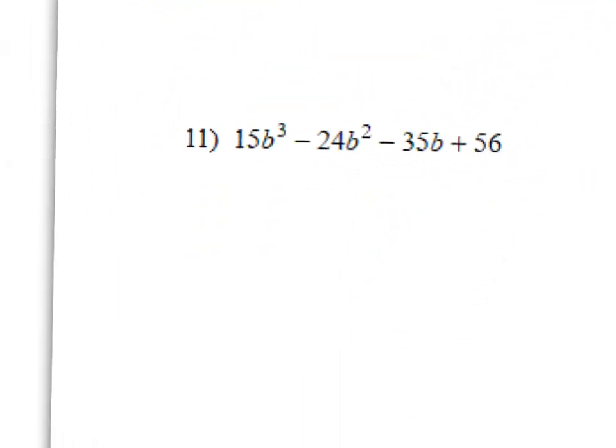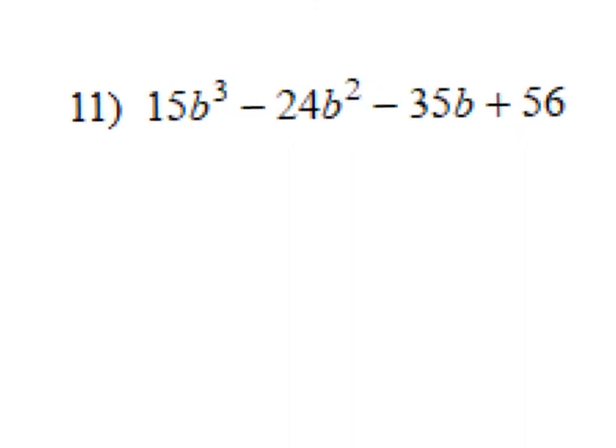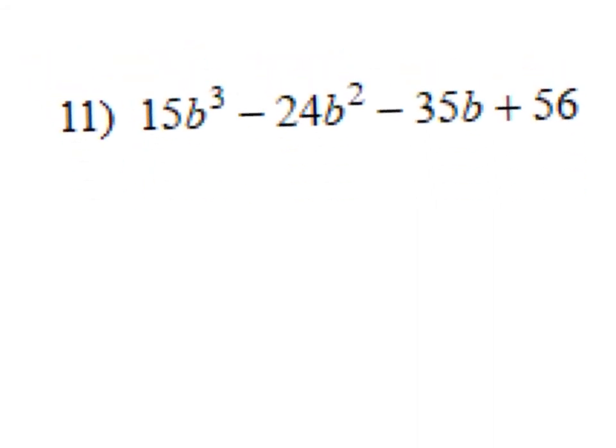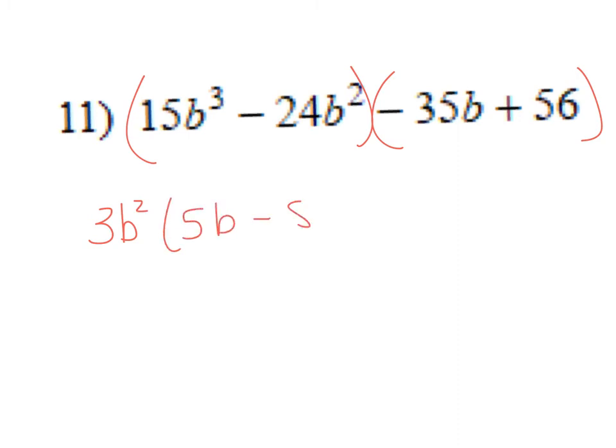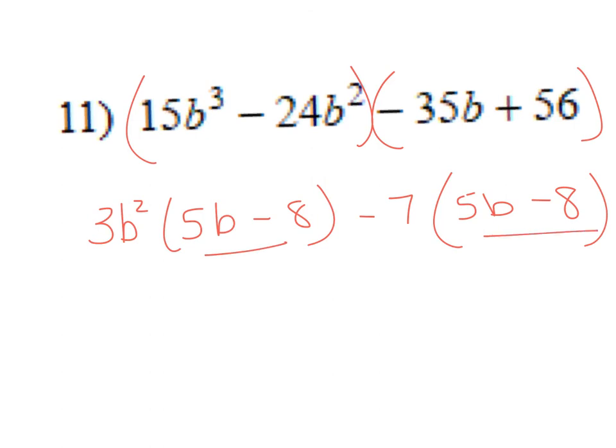Okay, number 11. Okay, this guy is 4-term grouping. I don't think there's a GCF here, so I'm going to go ahead and start grouping. I'm going to keep that negative with that 35 there. So on this first one, I can pull out a 3 and a b squared. I get 5b minus 8. On the other guy here, I can pull out a negative 7, and that's going to flip it over to a positive 5b and a negative 8 when I do that. Now, insides match, which is awesome, so I'm rewriting the outsides together. 3b squared minus 7 and 5b minus 8.